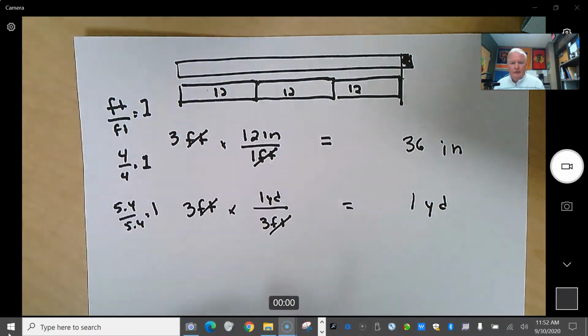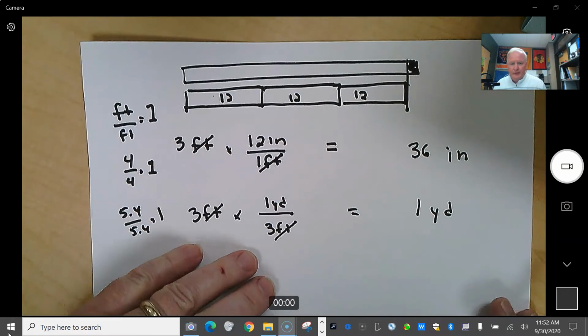And so how did we do this? Let's learn how to build a conversion factor. The way that we're going to do it now is we're going to take it and do a problem that we've never done before.